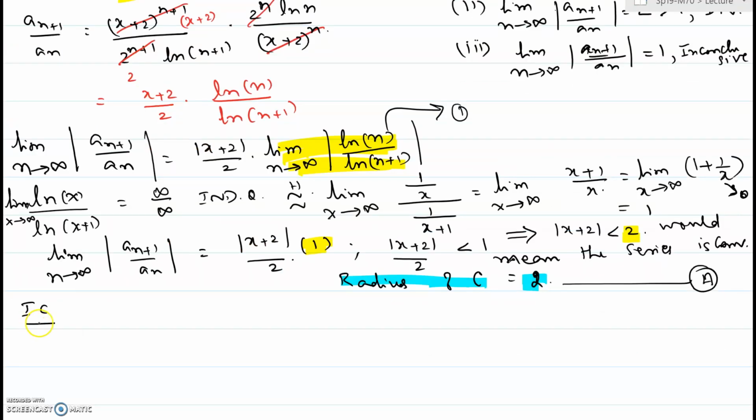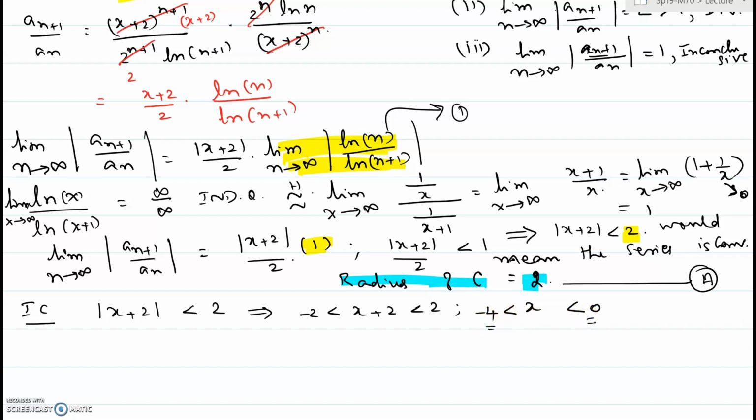The next part is to do the interval of convergence. The first part says absolute value of x plus 2 less than 2, which would mean x plus 2 lies between negative 2 and positive 2. In other words, if you subtract 2 on all sides, x is less than 0, and here it will be greater than negative 4. So the interval of convergence could be negative 4 to 0, both inclusive, or one of them inclusive but not the other. So we are going to check the endpoints.